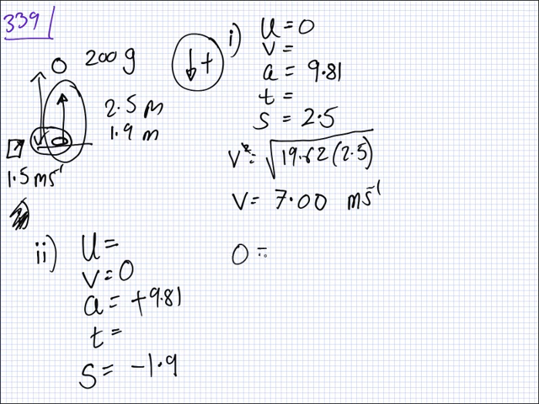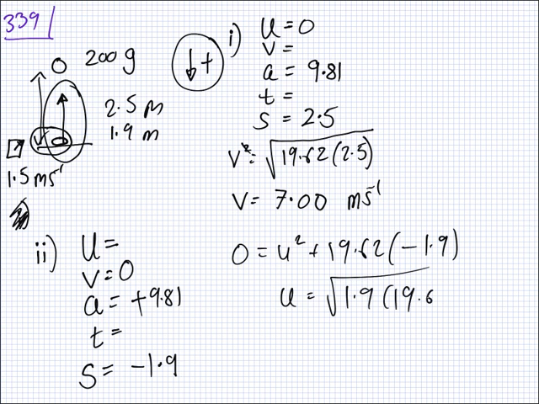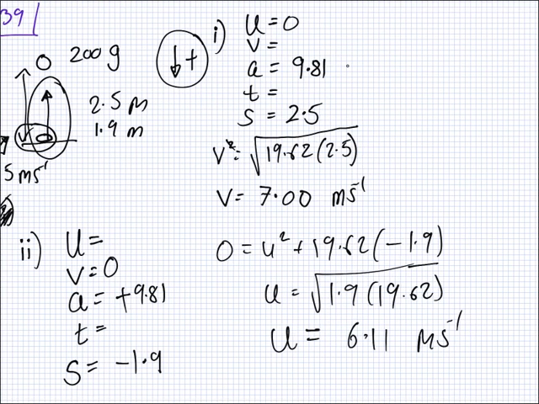V squared equals U squared plus 2AS, isn't it? Yeah. So U would be the square root of 1.9 times 19.62. What do we get for U here? 1.11? Yeah, check 1.11. Okay, what's part 3?